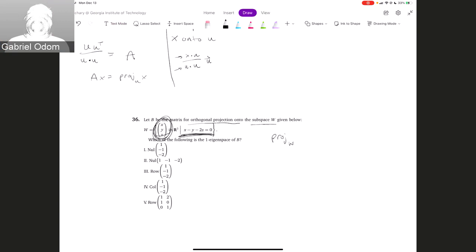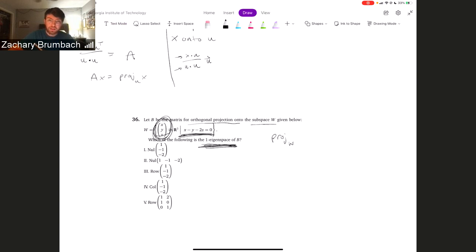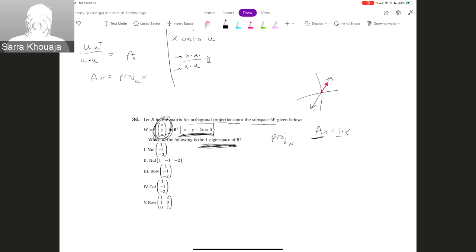So, if we're projecting everything onto this, we're looking for the one eigenspace. The one eigenspace is the stuff that is not changed by a projection. It is the stuff that already lies in the subspace. If I am projecting onto this line here, and I have a vector that already sits on this line, when I smush everything onto the line, absolutely nothing happens to it. And if nothing happens to it, it's the same thing as saying 1 times x. When you project with a projection matrix, it is the same as multiplying by 1, so it's in your one eigenspace.